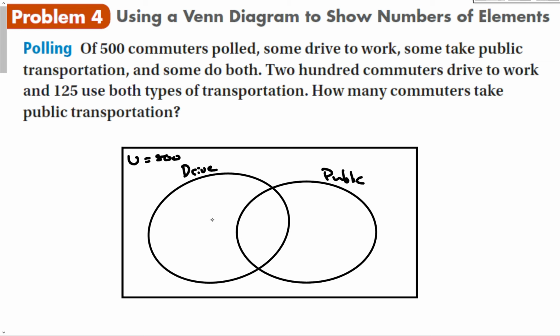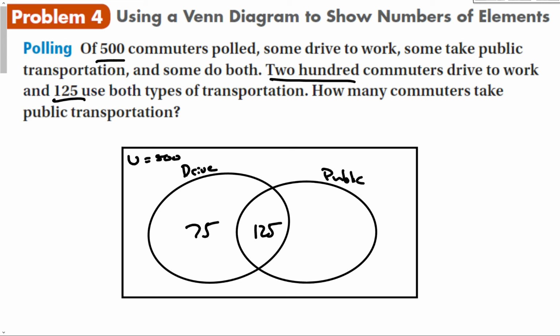But I don't know whether to put them here, just driving, or inside this little union of both. But this tells me 125 use both types of transportation. So that's a big clue right there. So I can put 125 in the both category. And now I know that 200 people drive. So in order for the driving circle to have only 200 people in it, this part has 75.